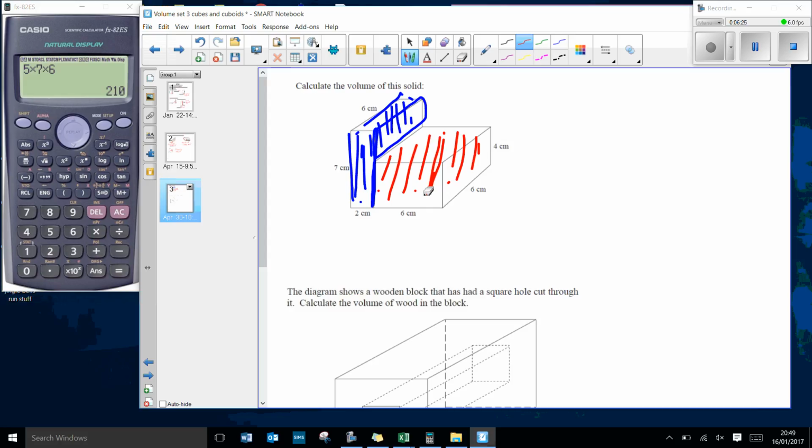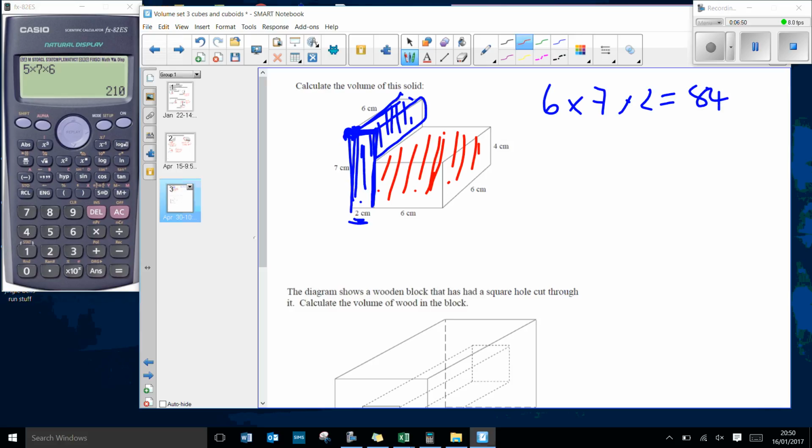So let's focus on the blue one. If I were to consider this vertex here, my measurements are 6 multiplied by 7 multiplied by this measurement here, which I know is just 2. So that's 6 times 7 times 2. 6 times 7 is 42, times 2 is 84.